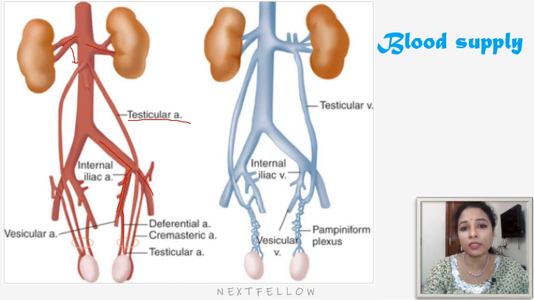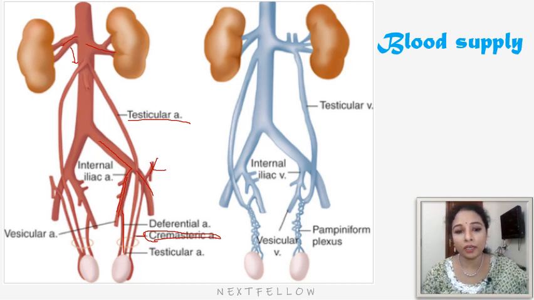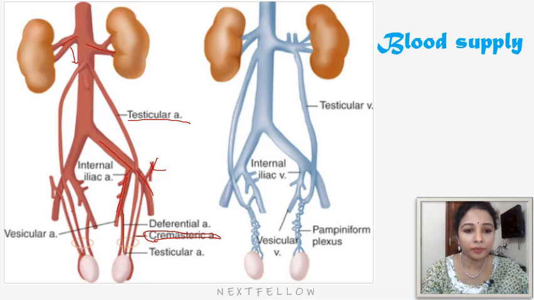This also provides a collateral circulation, and the next route of collateral circulation is via the inferior epigastric artery, through an artery called the cremasteric artery. Here we can see the inferior epigastric artery. And the third is from the femoral artery, via its branch, the external pudendal artery. From the thigh, we can see the external pudendal artery ascends up to supply the testis.